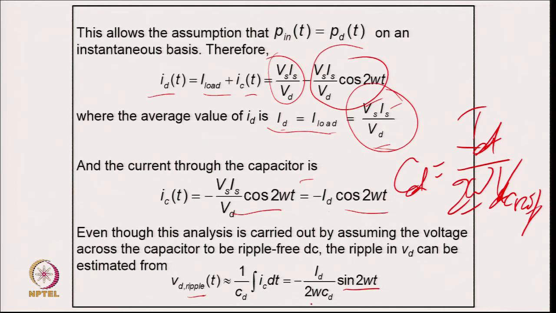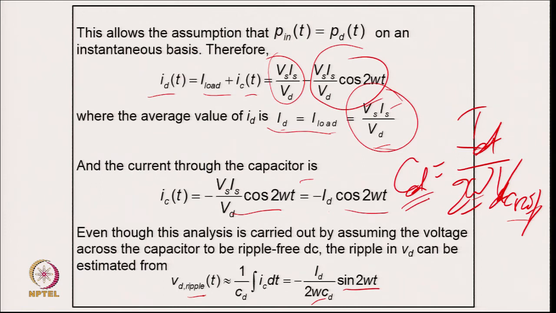So, virtually you can say it depends on your fundamental frequency, because it is supposed to absorb the second harmonics. That gives you the capacitor design, because you know the output load current, you know the ripple you can permit, and you know your supply frequency. So, you can get the CD.